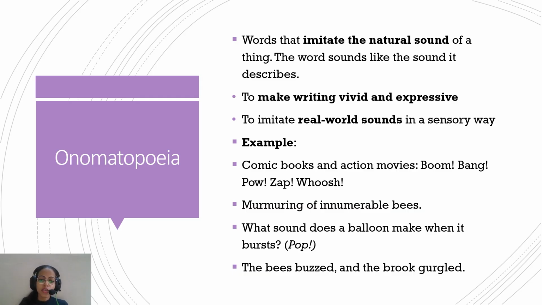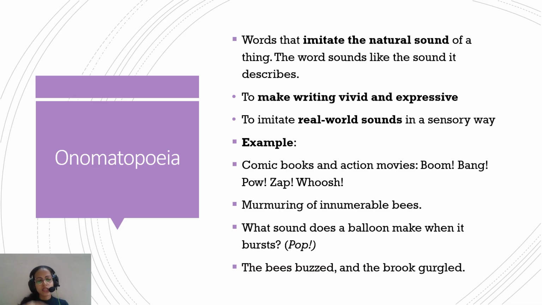Then another way would be murmuring of innumerable bees. So suppose you come across a line, murmuring of innumerable bees. So murmuring here. Or what sound does a balloon make when it bursts? Pop. So pop is also onomatopoeia. The bees buzzed and the brook gurgled. So buzz, the buzzing of the bees or the buzzing of your cell phone. Buzz is onomatopoeia because it is giving a sense of sound, the way the bees are making the sound. Or the brook gurgled.